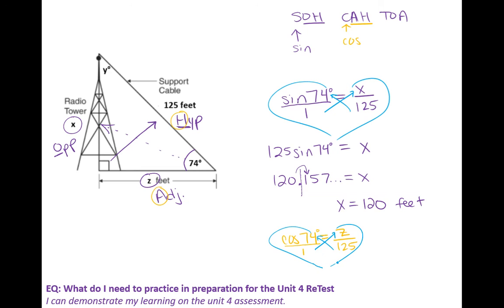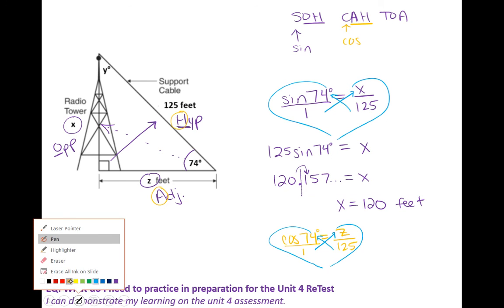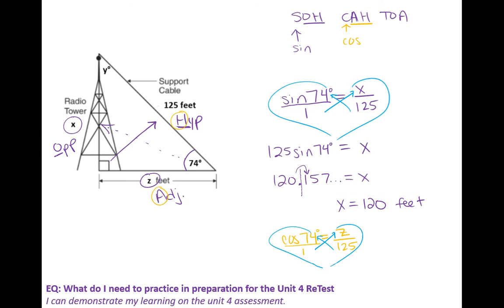Sorry, that little heart was a little sad. Okay, and when I do that, sorry, 1 second.